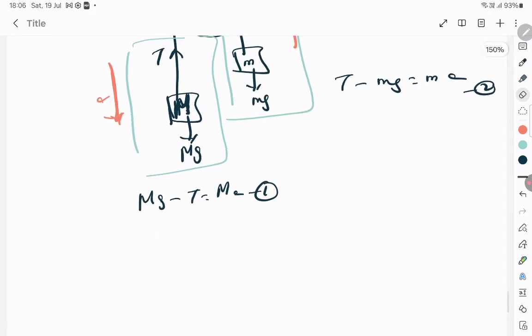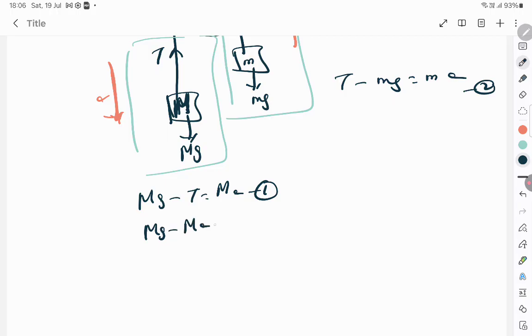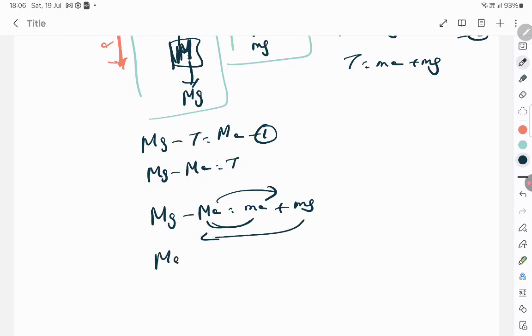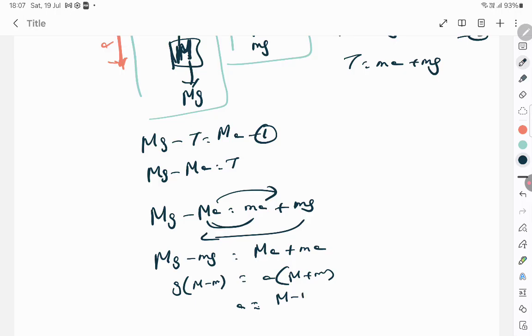So once you get this, you can write what T is from both these equations. Mg minus MA is equal to T, and T is equal to ma plus mg. You can equate both of these because both of them are the same tension. So Mg minus MA is equal to ma plus mg. You want to find acceleration, so move this to that side, bring this to this side. Capital Mg minus small mg is equal to capital M into A plus small m into A, where A can be taken out, capital M plus small m, and g can be taken out, capital M minus small m. So acceleration of this body system is (capital M minus small m) by (capital M plus small m) into gravity.